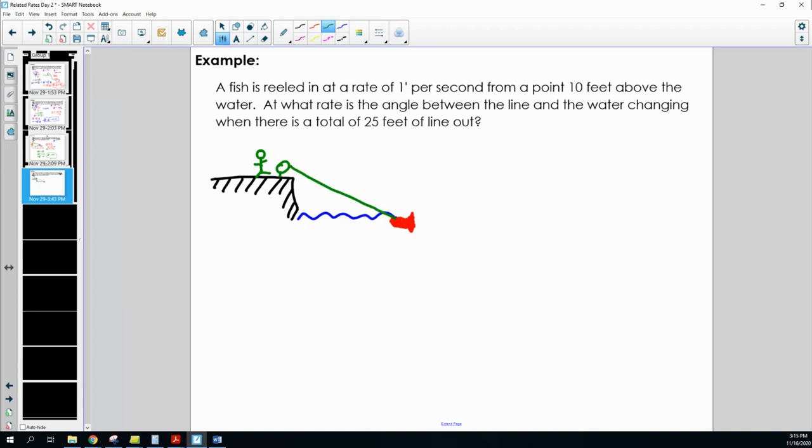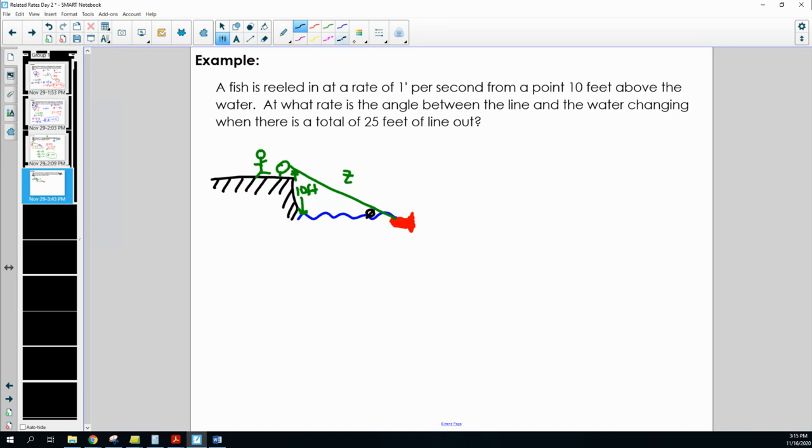He's catching this fish. So we've got 10 feet above the water, so this is going to be 10 feet from here to here. And at what rate is the angle between the line and the water changing when there's a total of 25 feet of line out? So I'm going to just call this over here Z, and we'll use that in a minute. And the angle that we're looking at is theta, which is this angle over here. So it's the angle between the water and the line. Okay, so let's make sense of this. So the fish is reeled in at a rate of 1 foot per second.